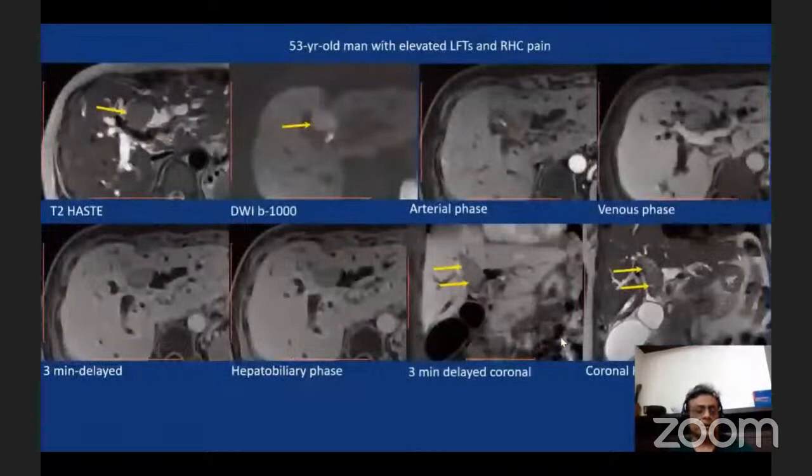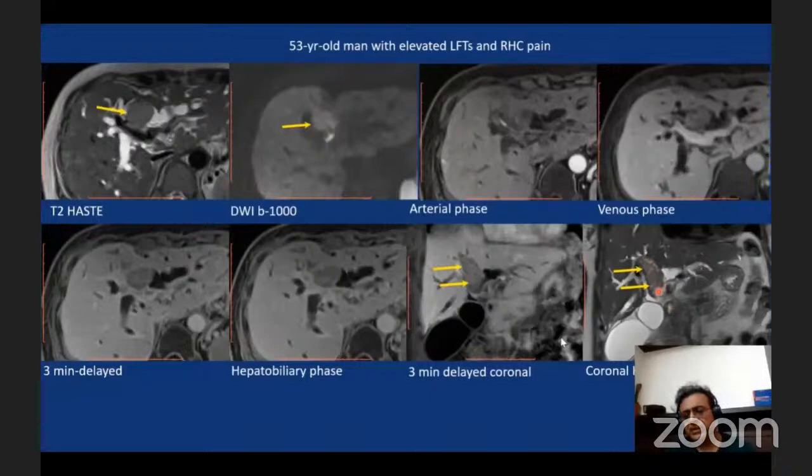So a classical example of a ductal type: on T2 HASTE images, there is a mass here, mildly bright on T2 weighted images. It is bright on high b-value diffusion weighted images and dark on ADC, so there is restricted diffusion. And the classical signature enhancement of cholangiocarcinoma, progressive in the phases. The 3-minute delayed phase shows that the mass is growing within the duct, expanding the duct, and there is upstream dilatation of the duct. This is T2, probably HASTE. The mass is located in the duct.